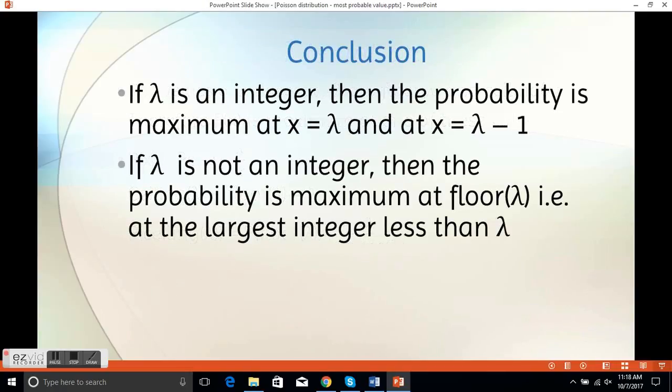So what do we conclude? We found that if lambda is an integer, then the probability is maximum at lambda and at lambda minus 1. If lambda is not an integer, then the probability is maximum at floor of lambda, that is at the largest integer less than lambda. Example, if lambda is 6, then both x equal to 5 and x equal to 6 will have the same probability, and this probability will be the maximum. If lambda is equal to 5.7, then probability will be maximum at 5. So I hope the derivation is clear for you. Thank you.